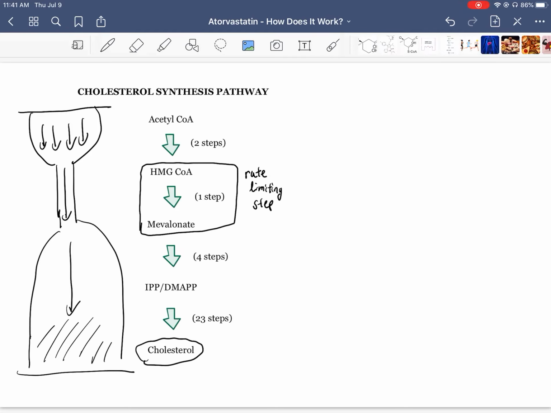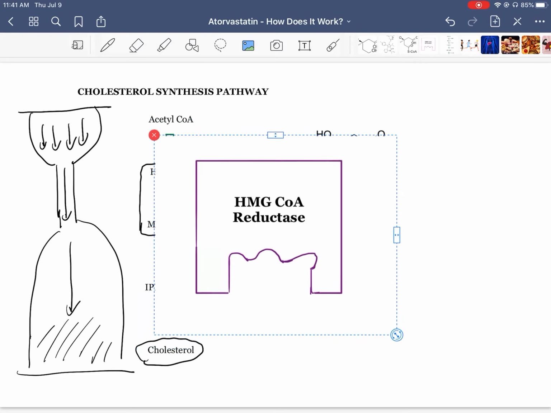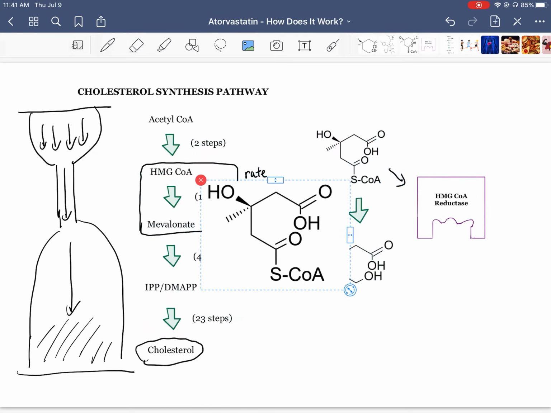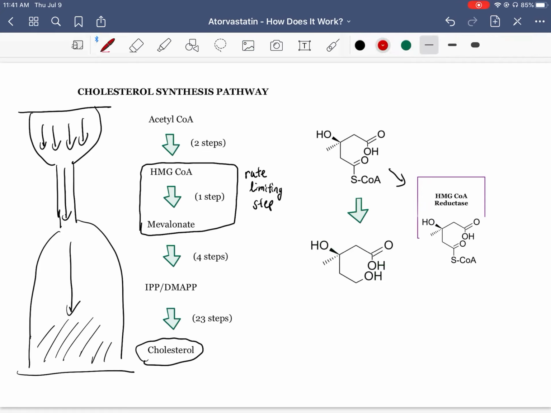Now let's take a closer look at this rate-limiting step. This reaction is driven by an enzyme known as HMG-CoA reductase. The enzyme acts as the fuel that gets the reaction going. In this reaction, HMG-CoA enters the enzyme at what is known as the active site of the enzyme. Here, the enzyme essentially cuts the coenzyme A from the HMG-CoA to form the mevalonate.